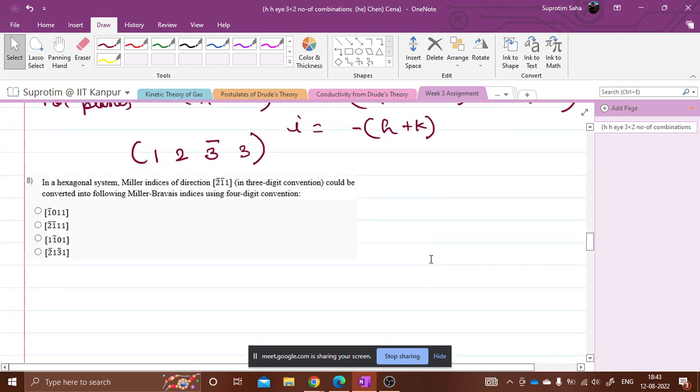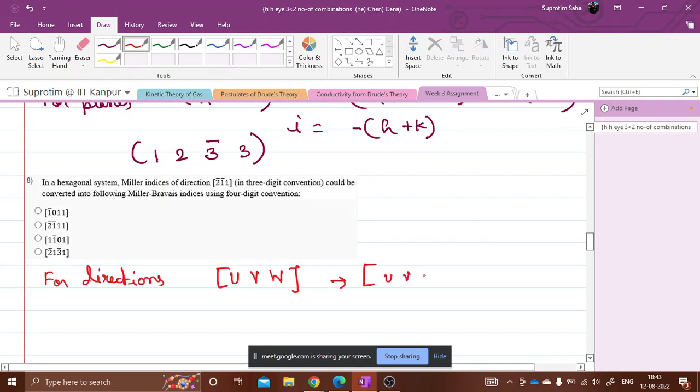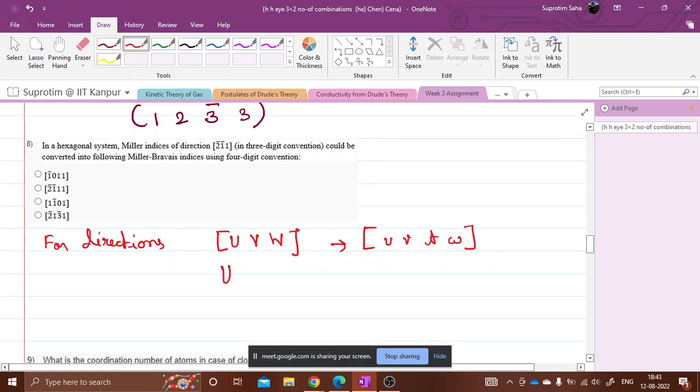In a hexagonal system, Miller indices of a direction. Now for directions U, V, W, the 3-digit convention is converted to the 4-digit convention U, V, T, W. T is minus of u plus v, and capital U is 2u plus v, and capital V is 2v plus u.